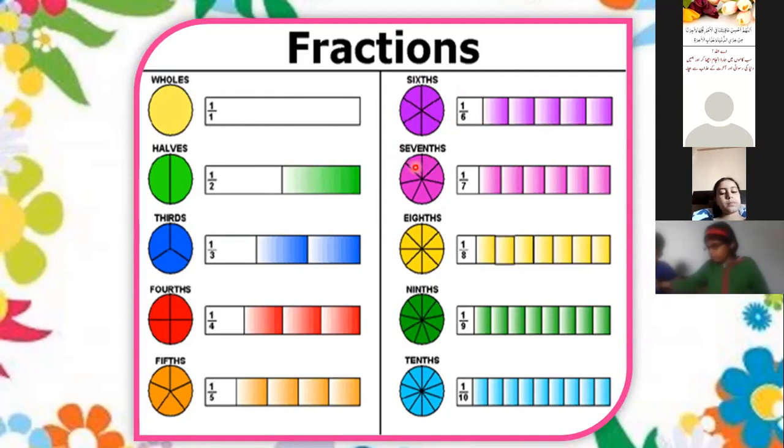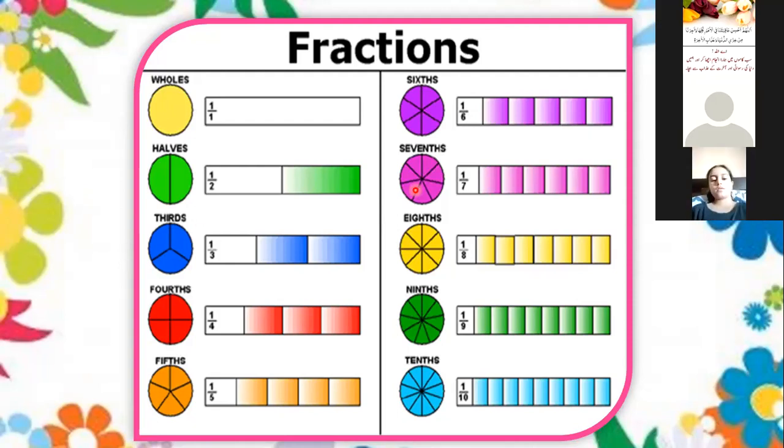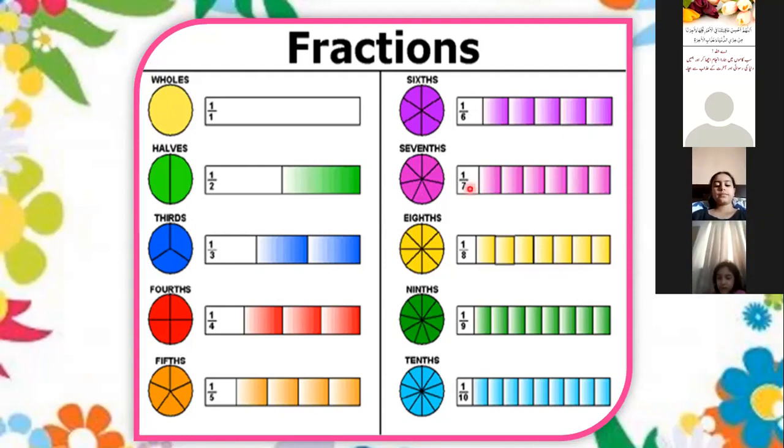Then come to the 7th shape. This is called the shape of whole and we have divided this shape into 7 equal parts. Each part is called 1/7 and all the parts are called 7.